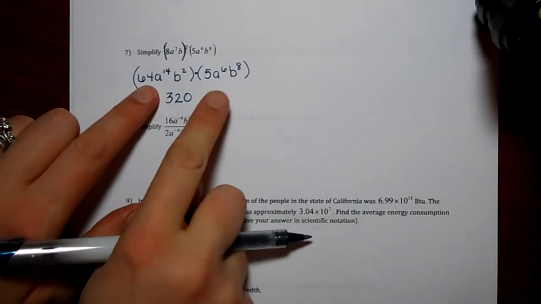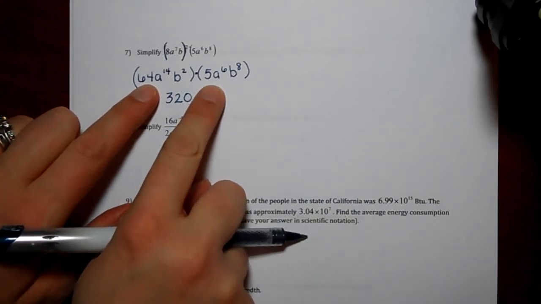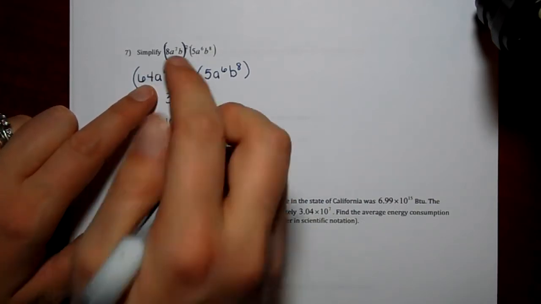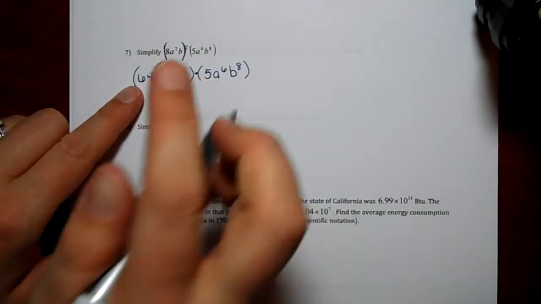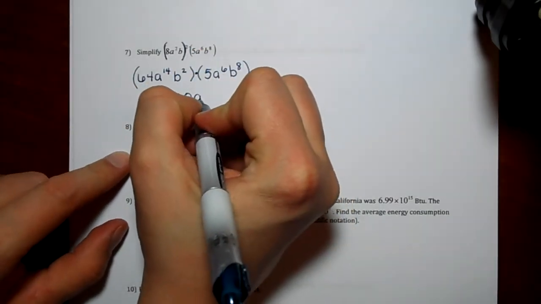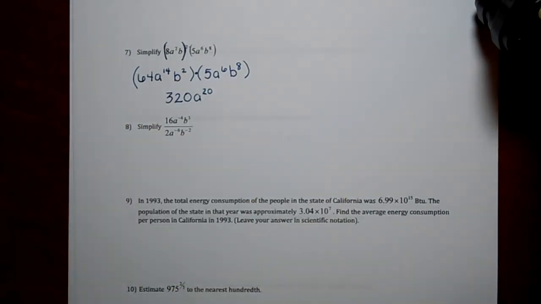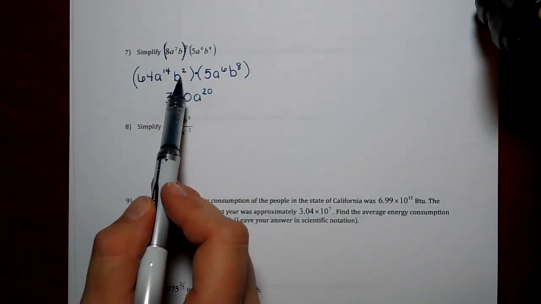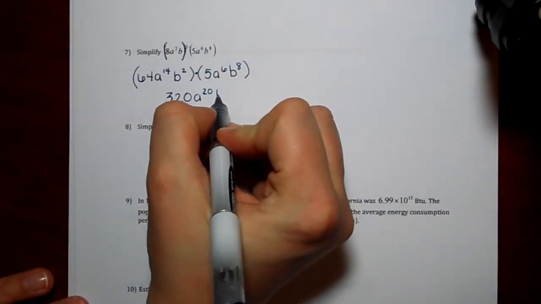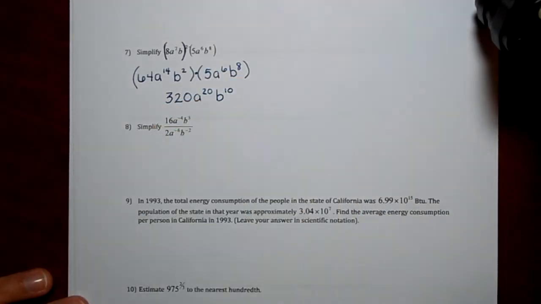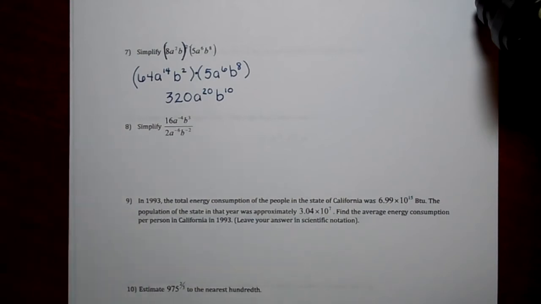Now, when I go to multiply two powers together, remember your rule is to add the exponents. So when I am multiplying a to the 14th by a to the 6th, I'm really doing 14 plus 6 and getting 20. That'll be a to the 20th. And then same thing here. I'm just going to add 2 plus 8 and end up with b to the 10th. And so your final answer there, as simplified as it gets, is 320, a to the 20th power, b to the 10th power.